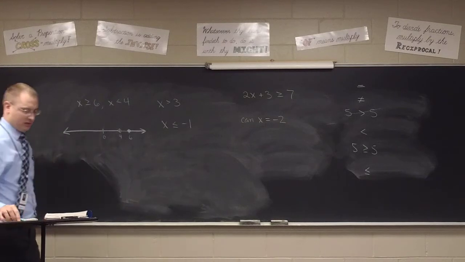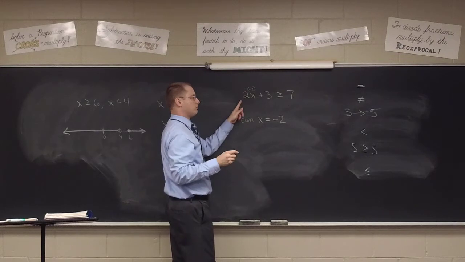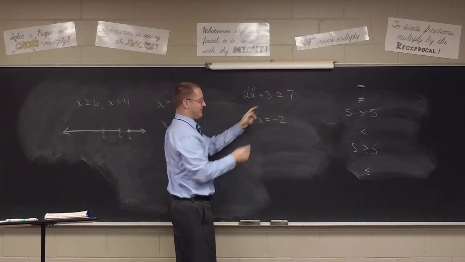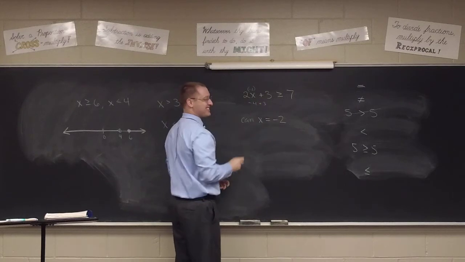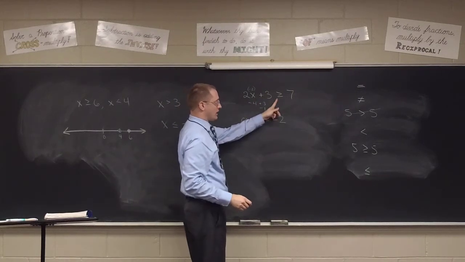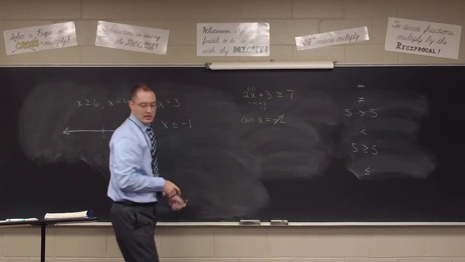Well, let's think this through. You plug a -2 in right here, class. What's 2 times -2? -4 plus 3? -4 plus 3, class? -1. Is -1 greater than or equal to 7? No, so x cannot equal -2.